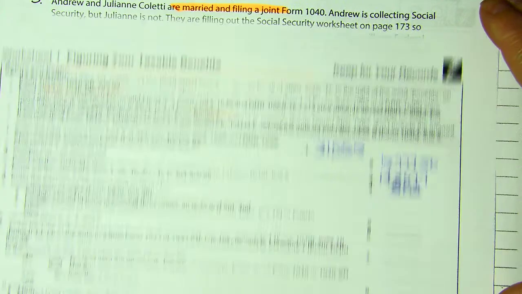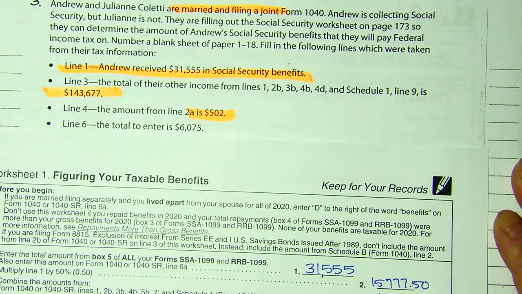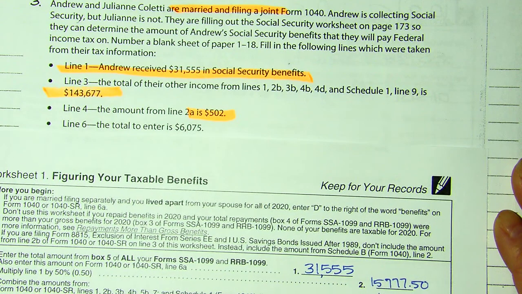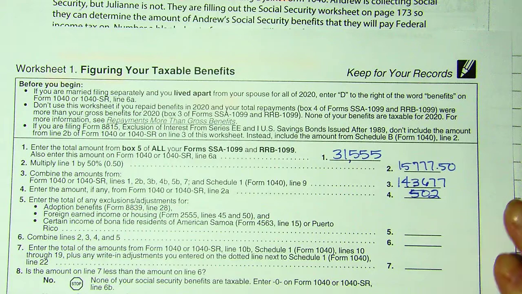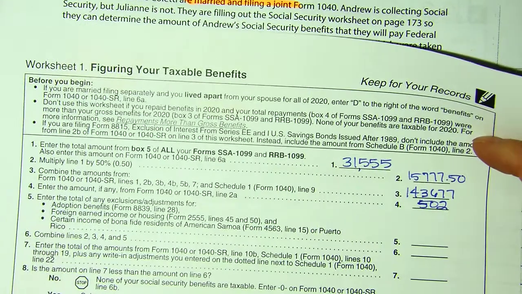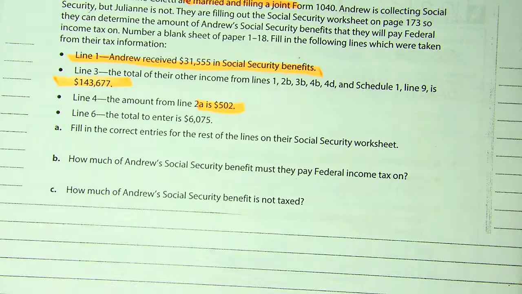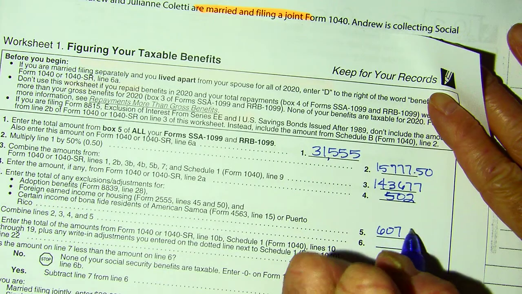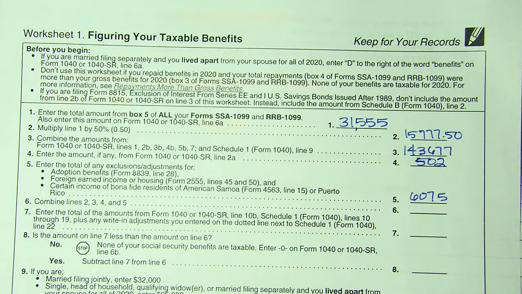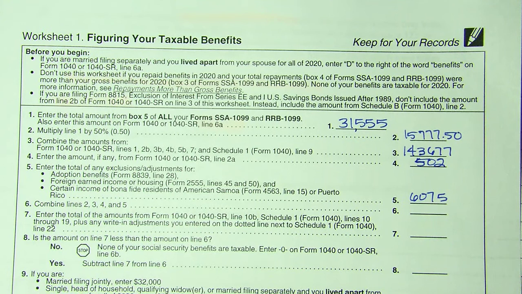And it gave us an amount for line 6. Wait a minute. I think I'm looking at a newer form than mine. Sorry. Yes, this is an older form I'm working with, but yours will be current. 6075. All right, line 6, combine lines 2, 3, 4. This form is slightly different.